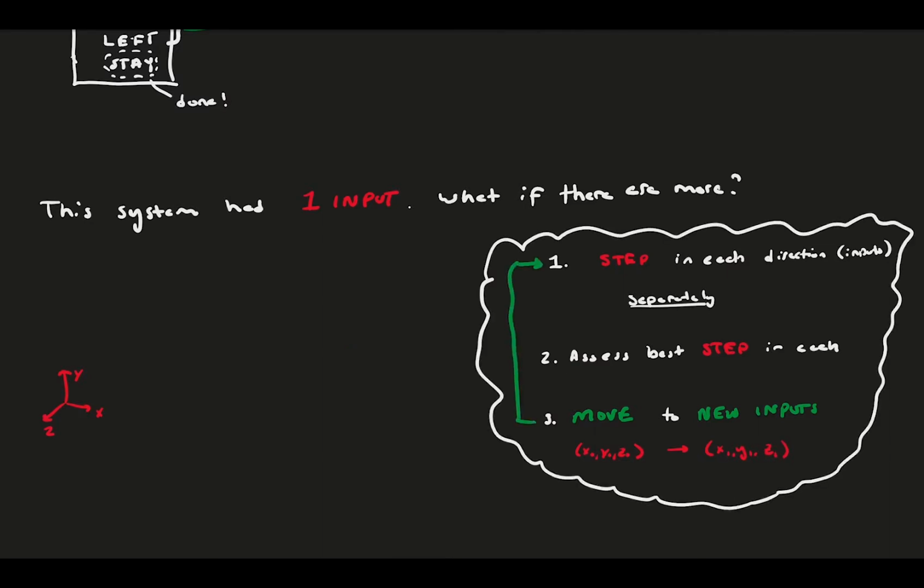Let's show it with a dot. Step forward and backward in X, then step forward and backward in Y, then forward and backward in Z. Determine the 3 best steps in each direction and move your dot to a new location in the 3-dimensional space. The next iteration, you would do this all over again in that new location until you reach your desired output.